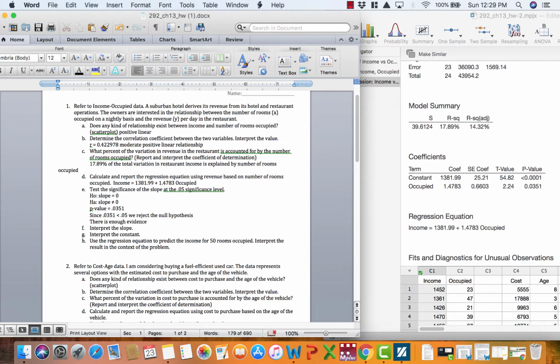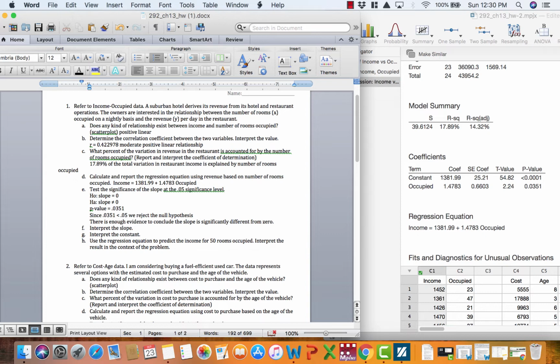All right, our conclusion is there is enough evidence to conclude the slope is significantly different from 0. In other words, the slope matters here. The slope is significant. What that means is that we want to interpret it.